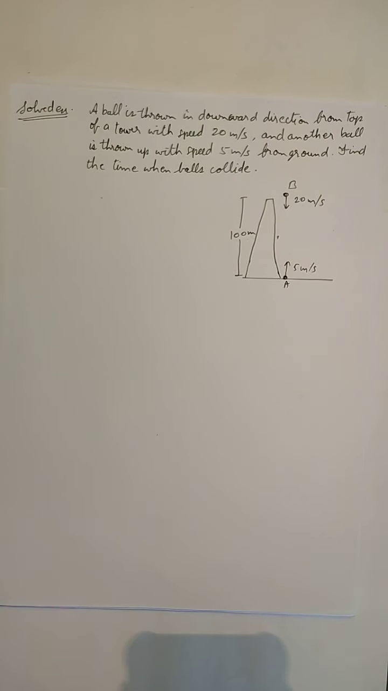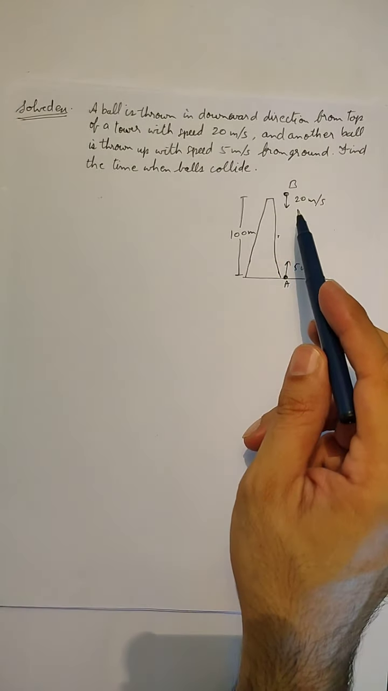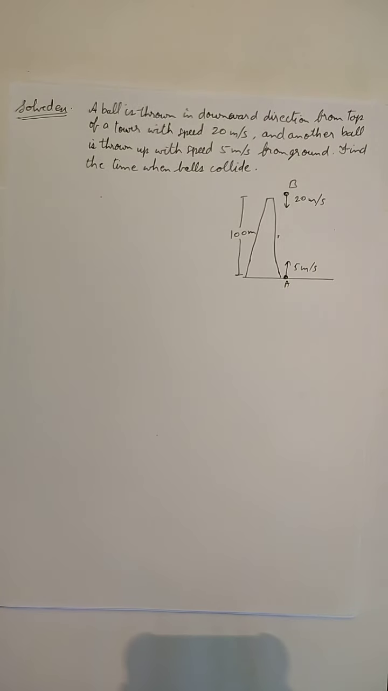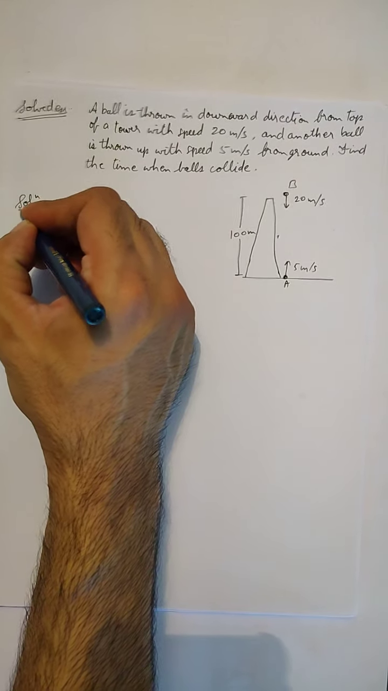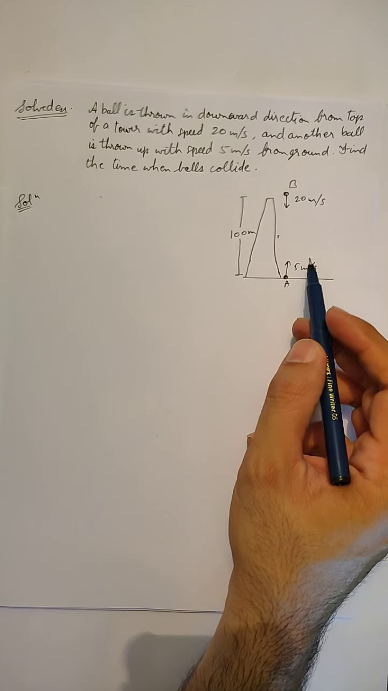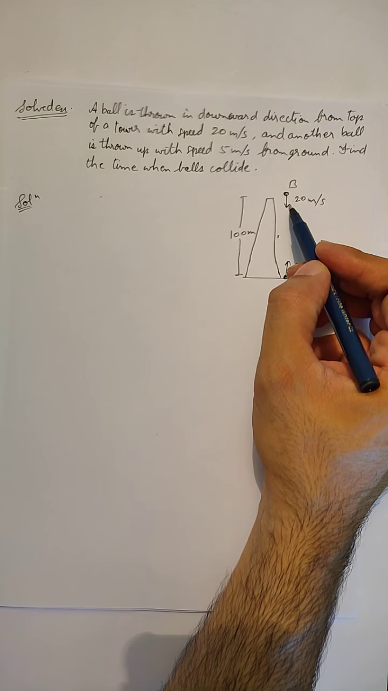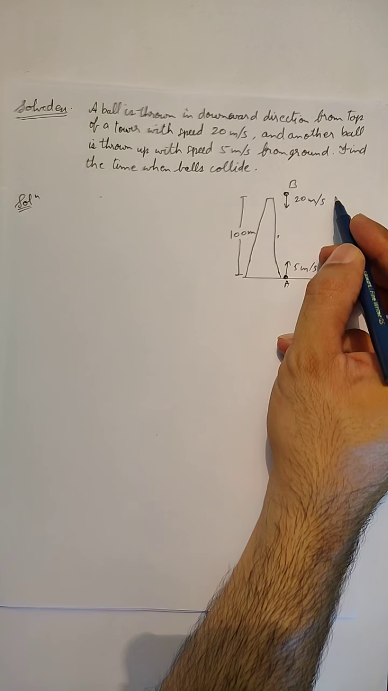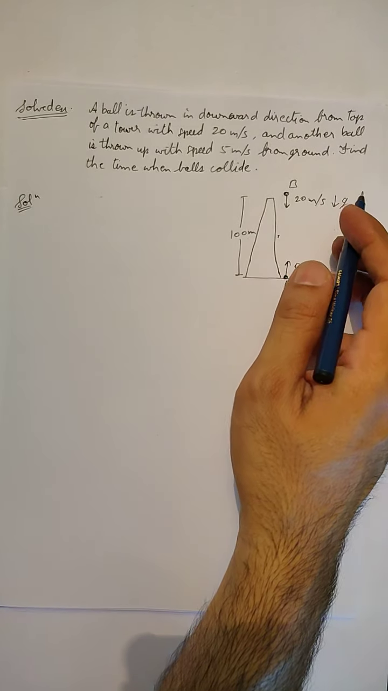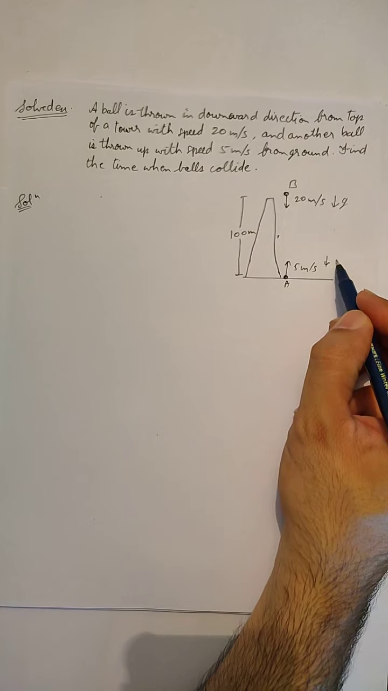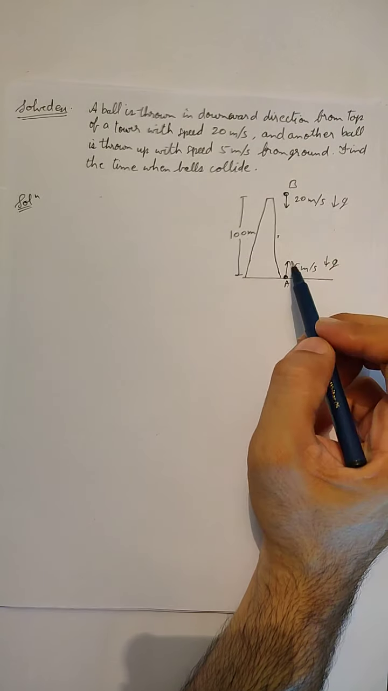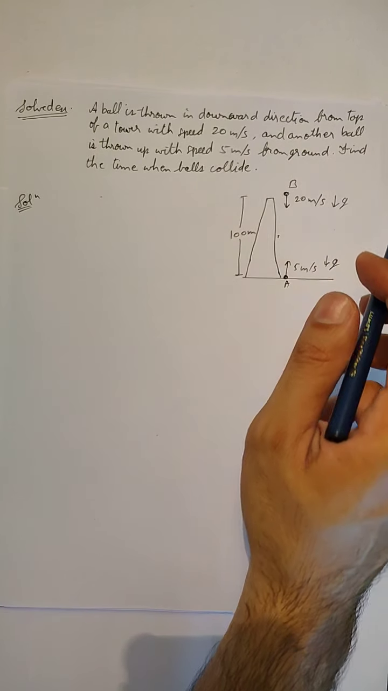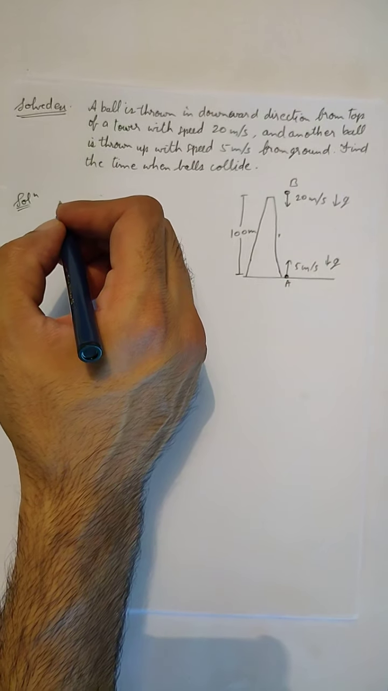So here we are going to use relative motion. You can also do it by using different equations of motion, but by using relative motion this will be much shorter and easier. For this particular ball, the acceleration due to gravity will be in the downward direction, and for this one also it will be in the downward direction. So both the accelerations are in the same direction, but both velocities are in opposite directions. So we are going to use the relative motion concept.